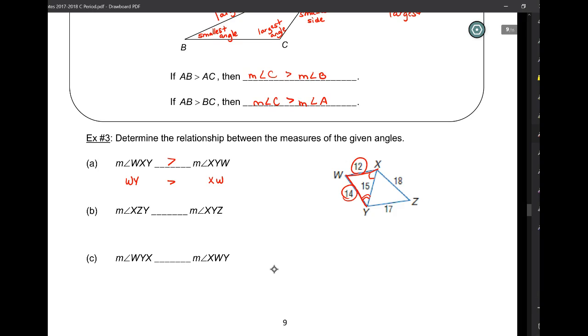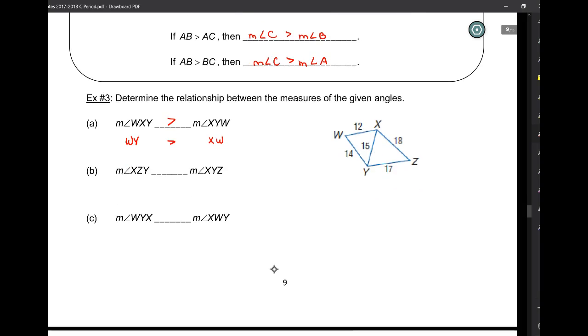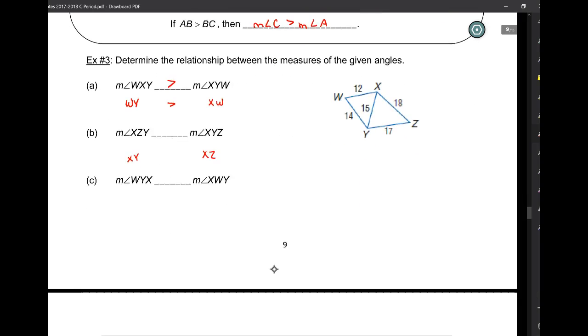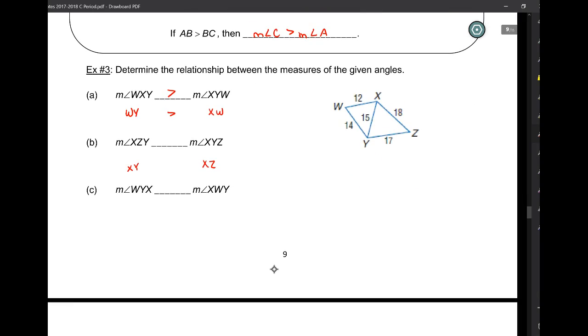Give yourself a minute to try. So again, using the little trick that I showed you, if we look at the first and last letter, you're comparing XY and then comparing that to XZ. I like that trick of just taking out the middle one. It works the same for the angles versus the sides. And then this one you'll compare WX to WY.